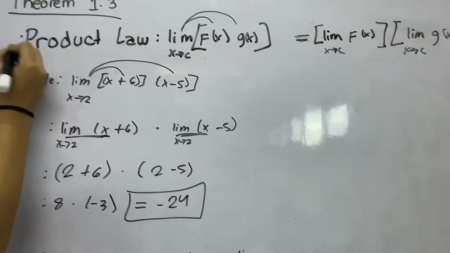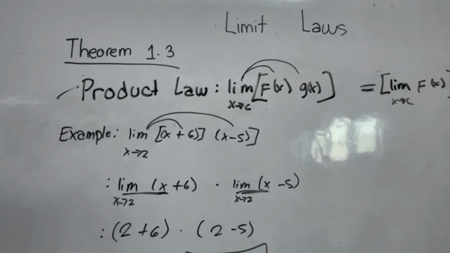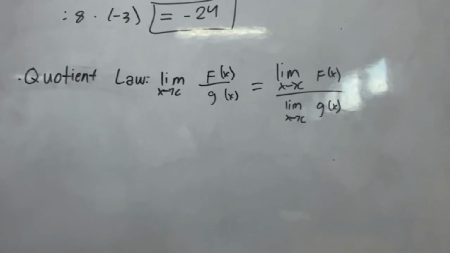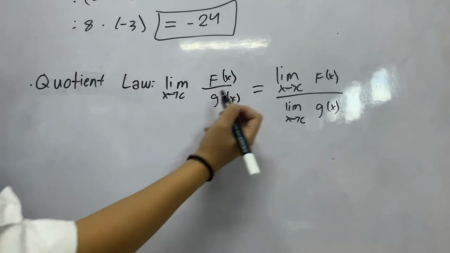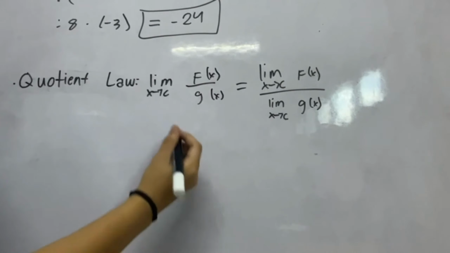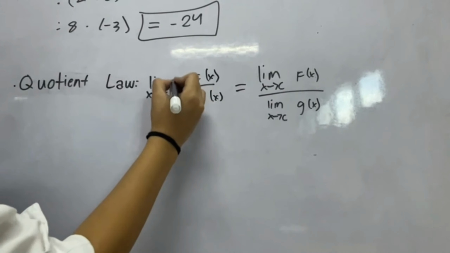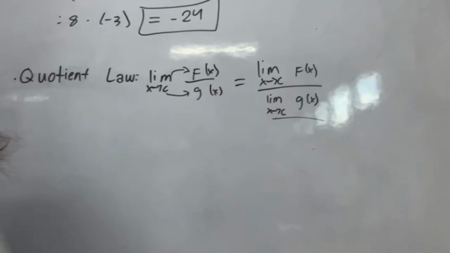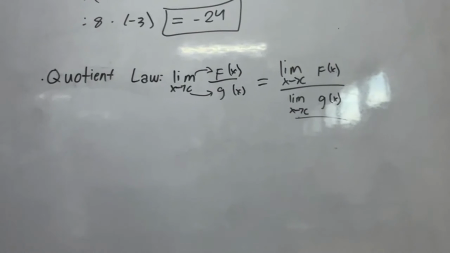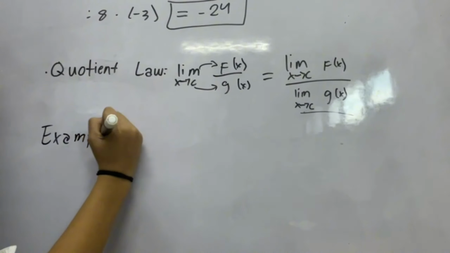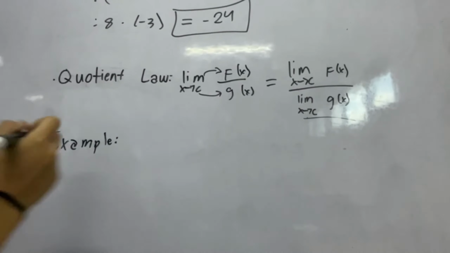Alright, we are now done with our product law, and we are down to our last limit law, which is the quotient law. In this law, we simply distribute the limit into each term, both in the denominator and the numerator. And that would be the limit of f of x as x approaches c over the limit of g of x as x approaches c. And here we have the last example.